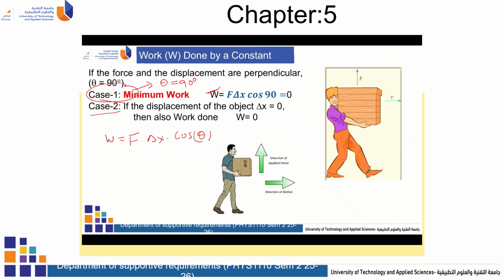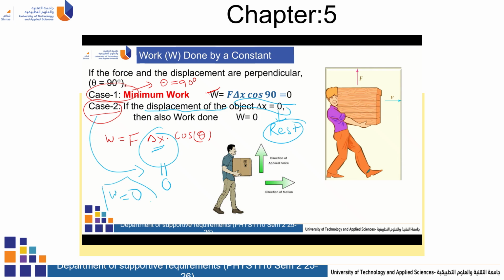Now in case number two, they are saying the object is not moving. The displacement of the object is 0. What is the meaning of this? It means the object is at rest, it is not moving. So because the displacement is 0, the work is 0.